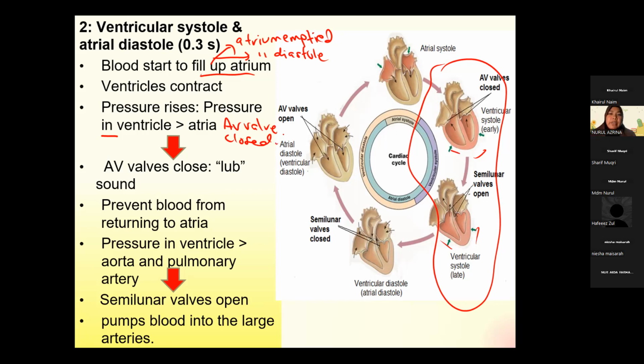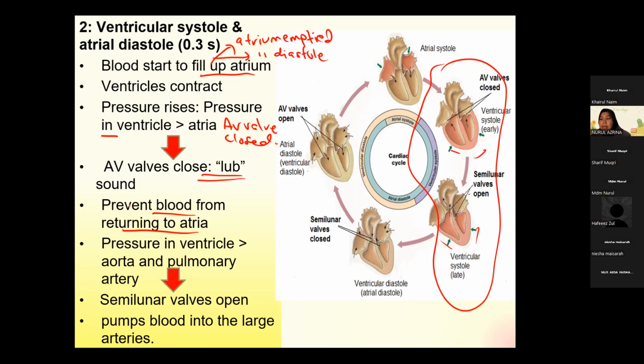The closing of the AV valve will produce the first sound, the lub sound. So our heartbeat is not a sound like dup dap dup dap, but lub dup, lub dup, lub dup. So the AV valve is closed. Why must the AV valve be closed? To prevent the blood from the ventricle returning back to the atria. It ensures the blood does not flow back into the atrium.